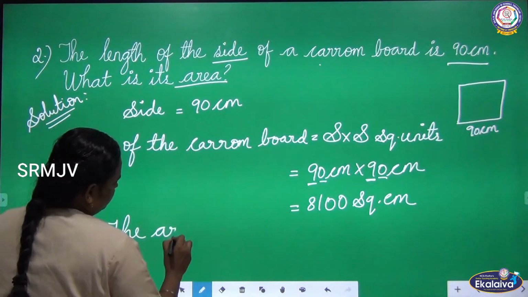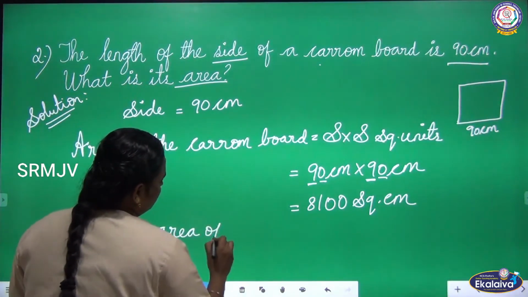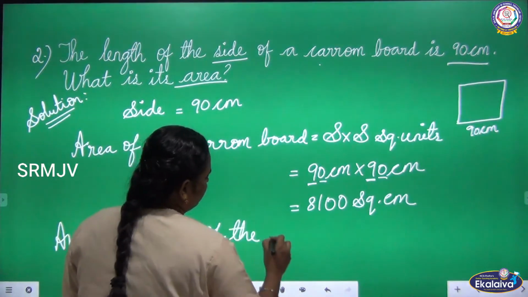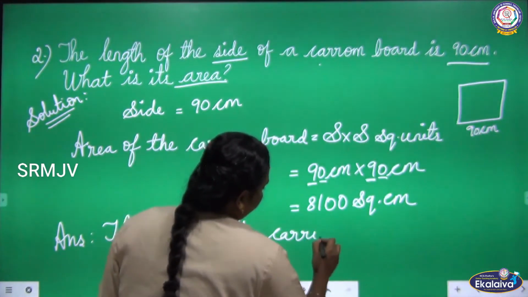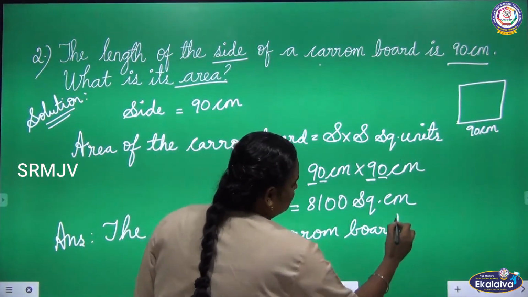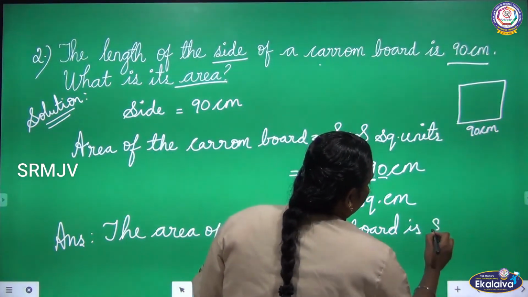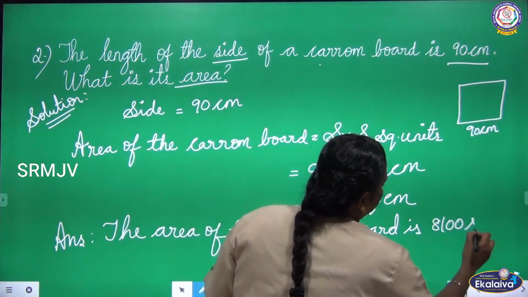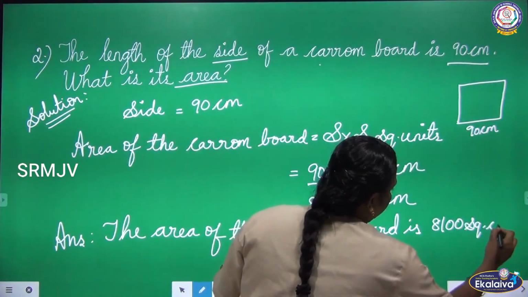So the answer is, the area of the carom board is, what is the area of the carom board, children? So area of the carom board is 8100 square centimeter.